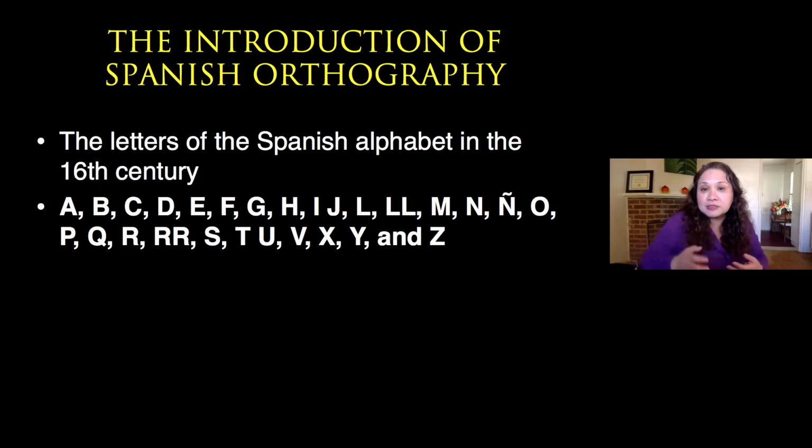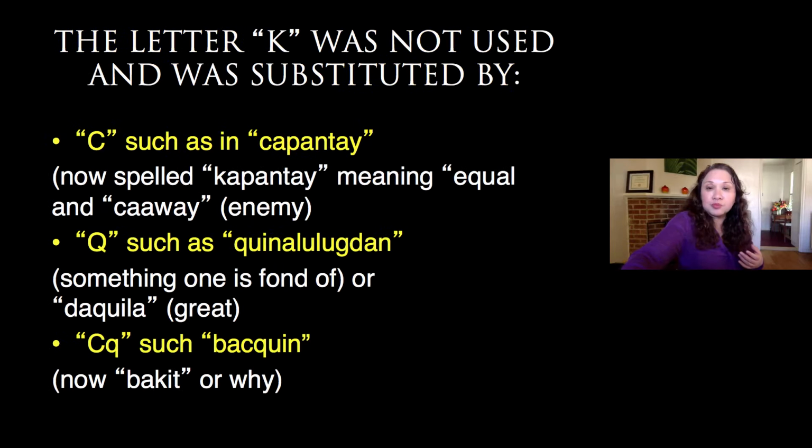So this was the Spanish orthography, and so these were the letters of the Spanish alphabet and the Tagalog alphabet in the 16th century. And then we lost the letter K at that period. The letter K was not used and was substituted by C, Q, and CQ. And it's important to remember all of these things because this will factor in when we look at the translations that were done during this period.